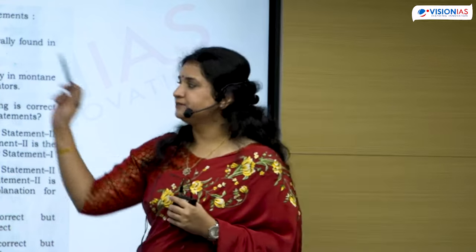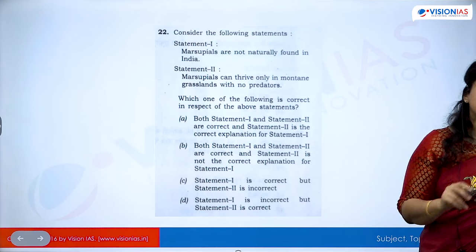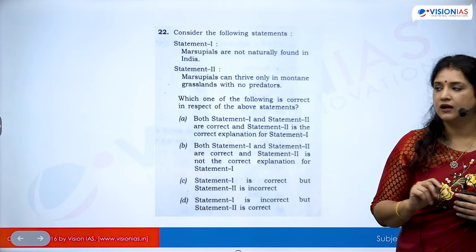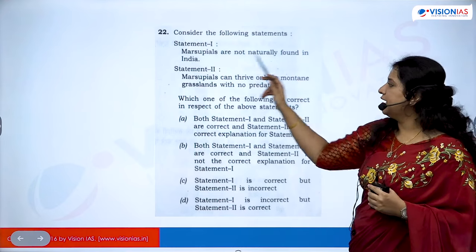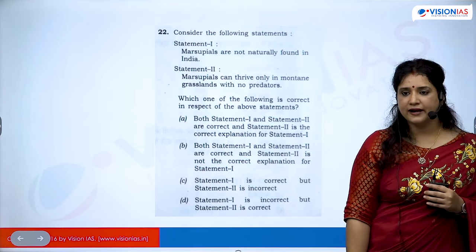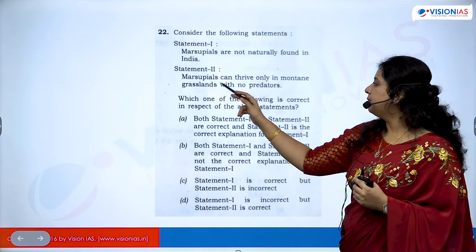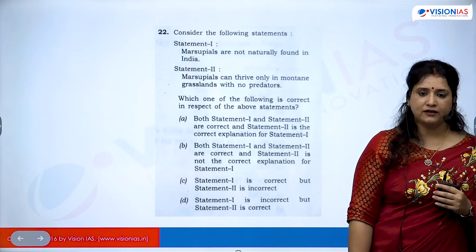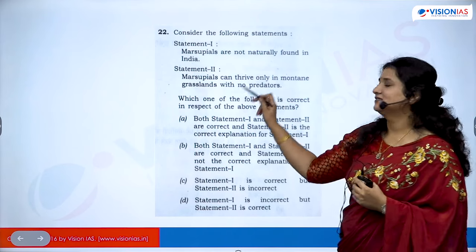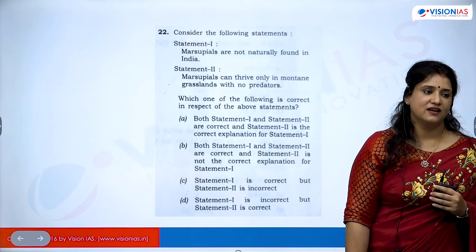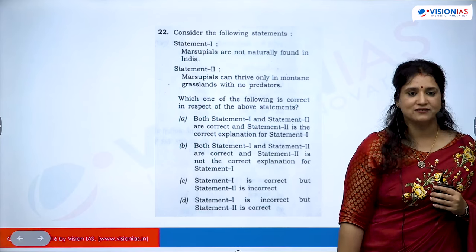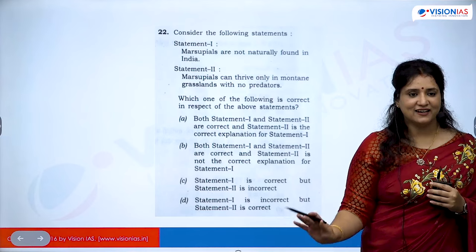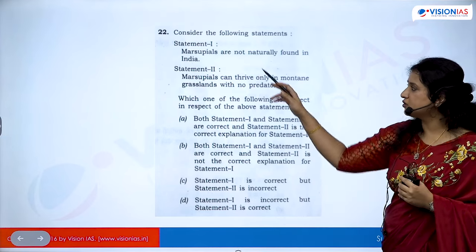Now, the question is talking about marsupials' location and habitat. Okay? Now, are marsupials found in India? No. Marsupials are not naturally found in India. This is correct. We don't know of any marsupials in India. Marsupials can thrive only in montane grasslands with no predators. Is this correct? Only. क्या आपने देखा है कि कैंगरू सिर्फ पहाड़ी चढ़ रहा है? माउंटेन ग्रासलैंड्स कहीं भी देखा है? नहीं देखा ना? So this statement is wrong, the earlier one is correct.